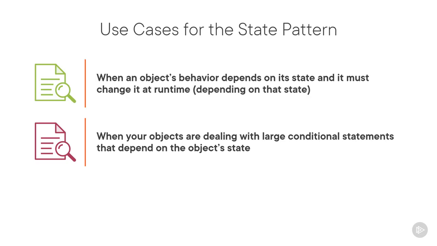By using the state pattern, each branch of the conditional is put in a separate class, which lets you treat the object's state as an object in its own right. It can thus vary independently from other objects. Let's have a look at the pattern consequences.